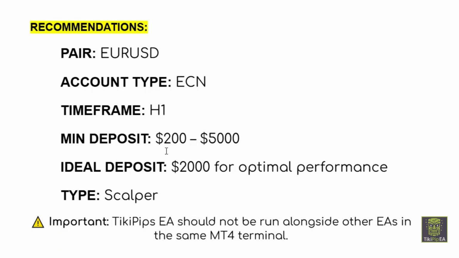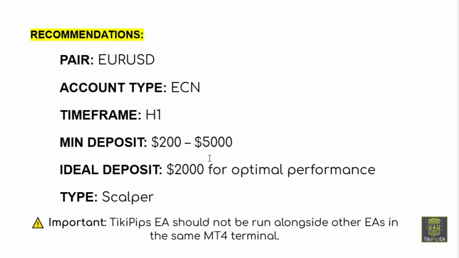The minimum deposit for this EA is $200, and the maximum recommended is up to $5,000, being an optimal deposit, a deposit of $200 or $2,000. If you want to use it with a deposit of more than $5,000, we recommend splitting the money in different accounts to get optimal results.